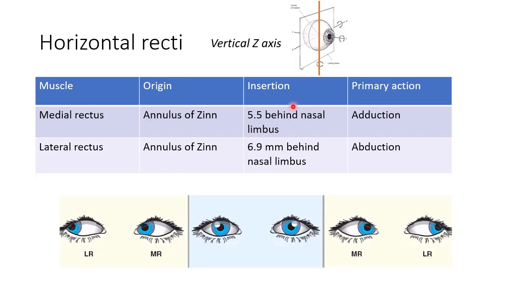Origin is at the annulus of Zinn. Insertion, these values you have to remember. There is a mnemonic for this, MILS, and it is in that order. So 5.5, 5.9, 6.9, and 7, so on. So this is the primary position. Lateral rectus, medial rectus. Only one movement, adduction or abduction in the z-axis. Very simple to understand, no rotation, nothing.